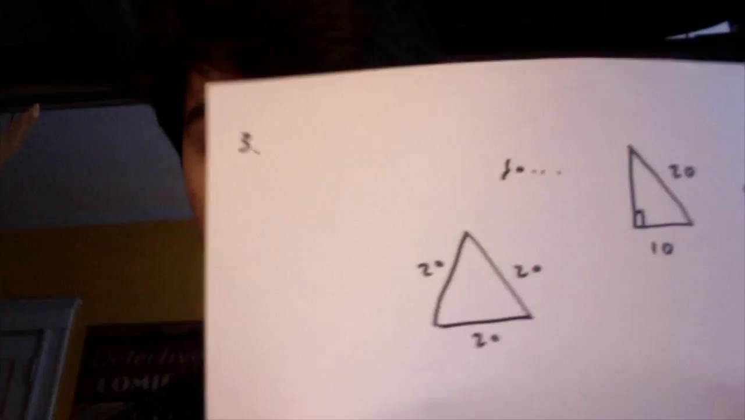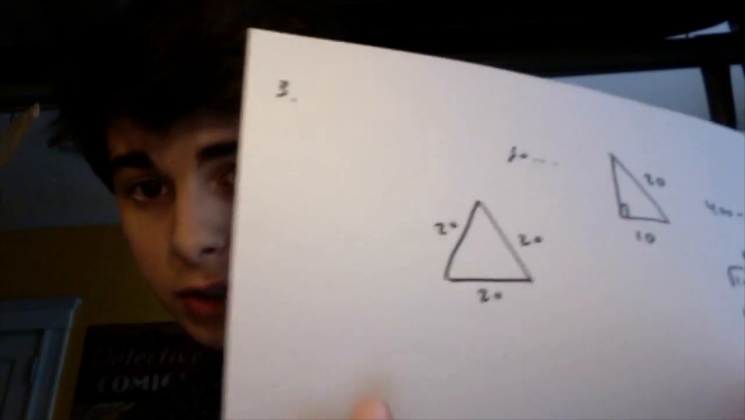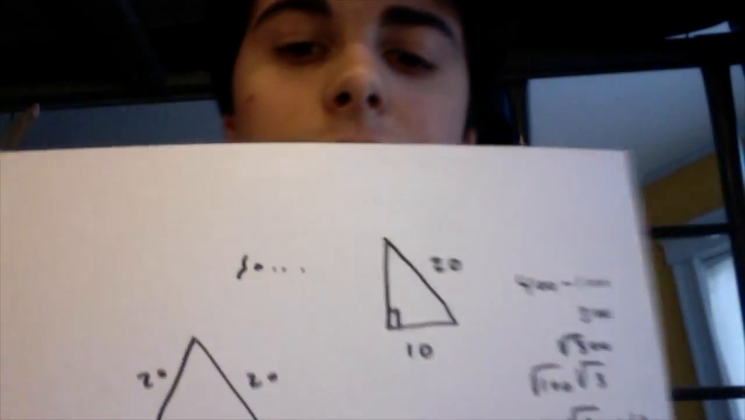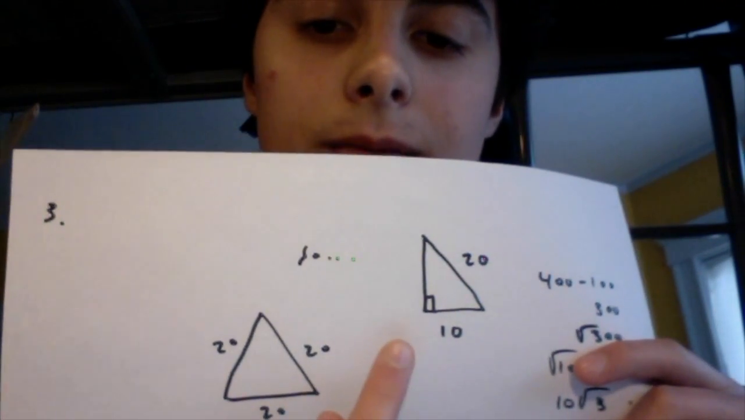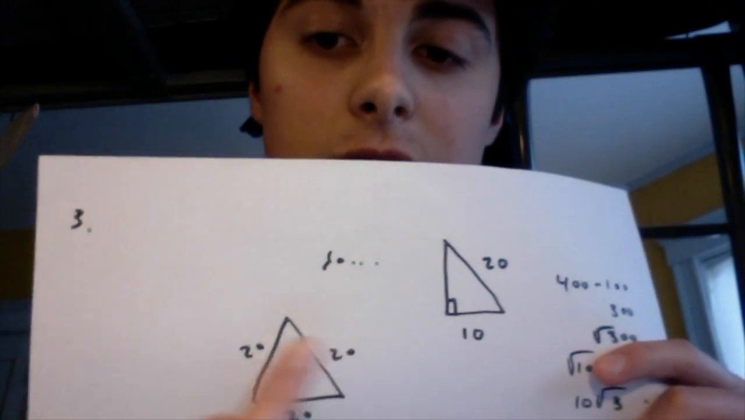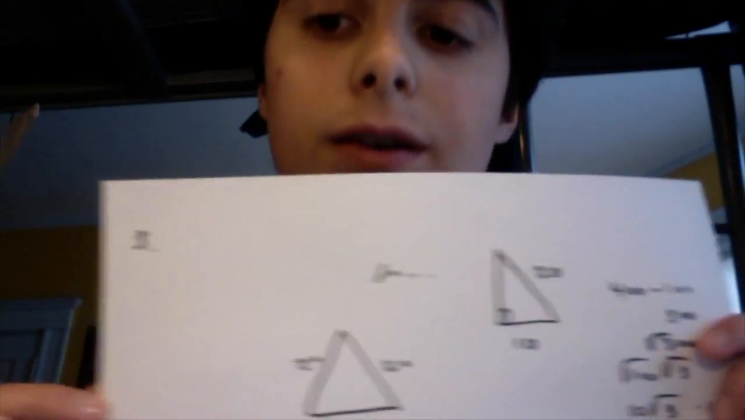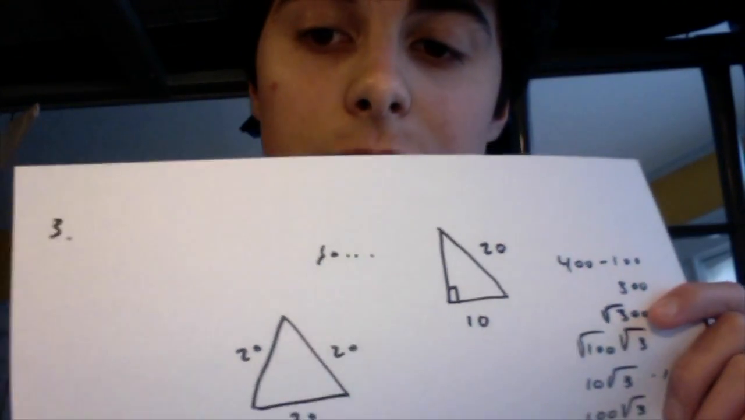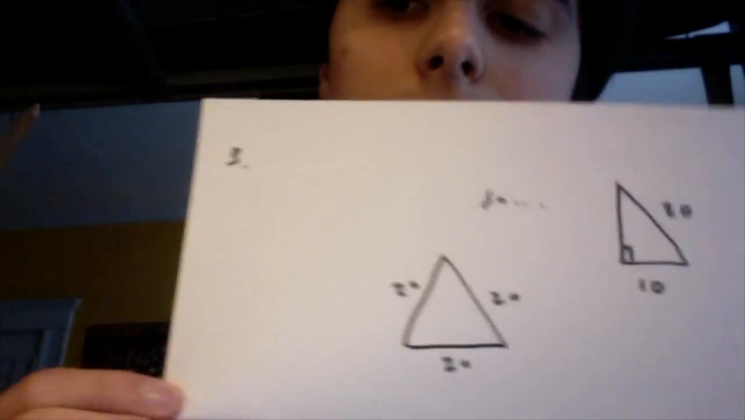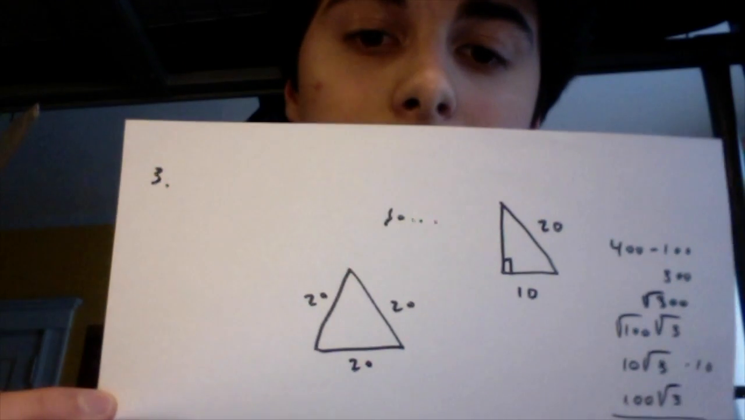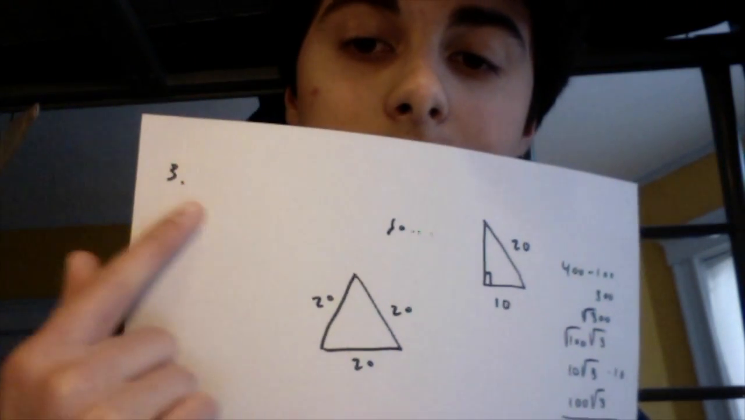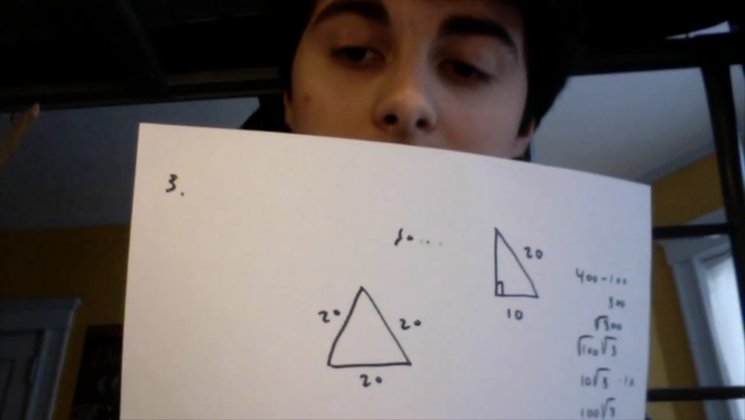Then, up next, we have the equilateral triangle, the part that gave me the most trouble. So it's 20 on all sides, divide it into a right triangle, bring down a perpendicular bisector. So we have 10 on one side with the hypotenuse of 20. And now we're going to do this right. 400 minus 100 is 300, root 300, which is root 100 times root 3, which is 10 root 3. So the side length is 10 root 3.